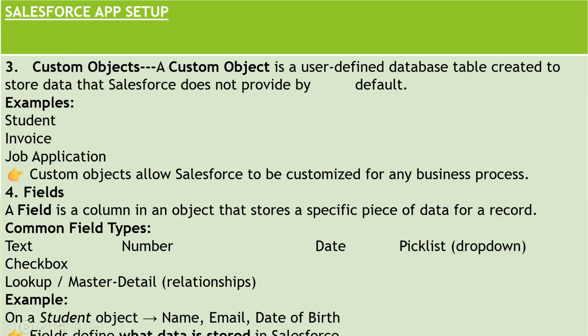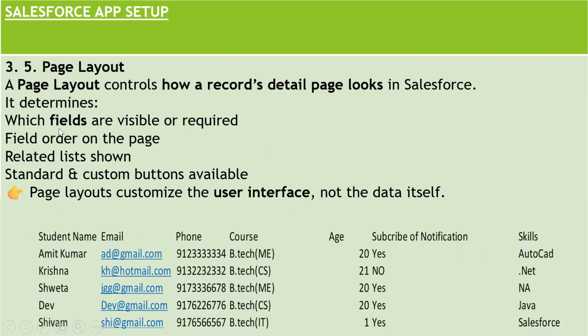Now once you have completed the custom object and custom fields, the next thing is a page layout, which is actually the front end. Whatever you see at the front end is designed on a page layout in Salesforce. A page layout controls how a record detail page looks in Salesforce. All the buttons, fields or any items or tabs, everything is managed on a page layout. So a page layout is basically a front end where the user can interact.